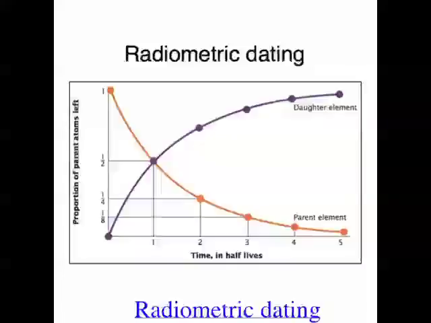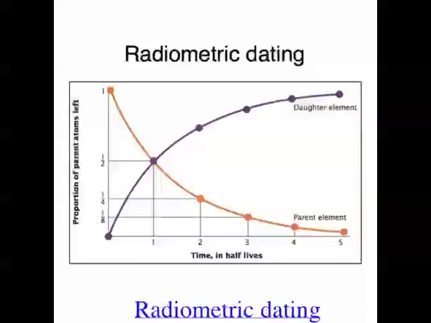And this works because some radioactive isotopes break down at a very regular known rate over a very, very long period of time. And we know exactly how long it takes for half of a radioactive isotope to break down from its radioactive parent isotope to a more stable atom. This is called the half-life. So we know the half-life of lots of radioactive isotopes.